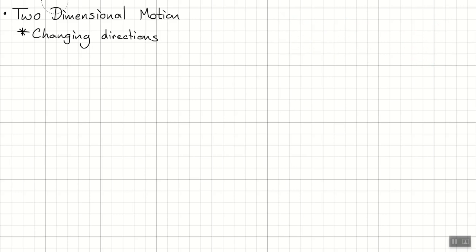So we're going to tie that in and say the following. Changing directions must occur with a change in velocity.